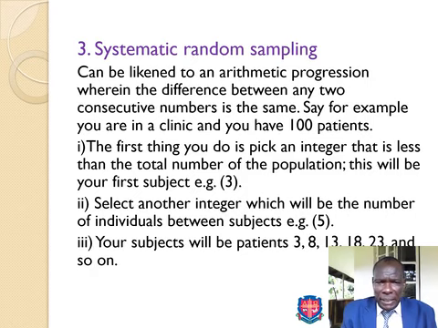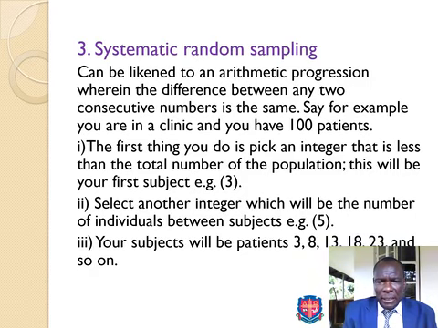Say, for example, you're in a clinic and you have 100 patients. The first thing you do is to pick an integer that is less than the total number of the population. This will be your first subject. For example, 3. Then you select another integer, which will be the number of individuals between subjects, e.g. 5. Your subjects will therefore be patient number 3, 8, 13, 18, 23, and so on systematically.